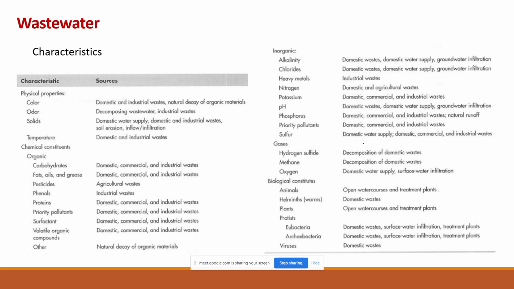Okay, so now first, what are the characteristics of wastewater? This slide represents different characteristics: physical properties, chemical properties, or the biological properties, right? Now, when we talk about physical properties, there is color, odor, and solids. Now, see, these properties will also depend upon the type of wastewater.